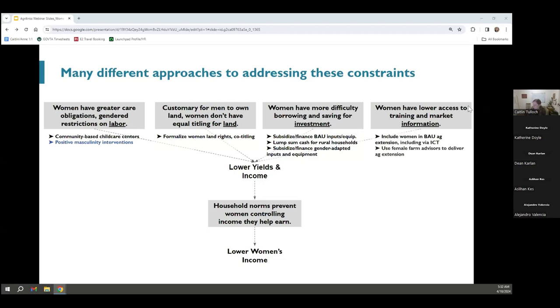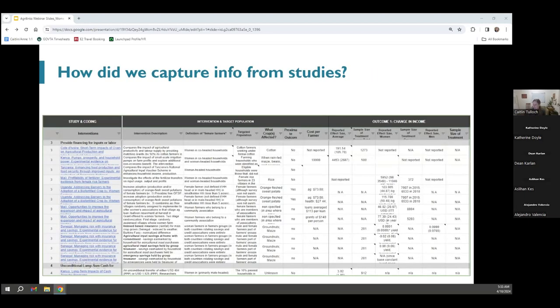And also a number of interventions that are seeking to fill information gaps or connect women to networks. So this would be including women in ag extension, often including through ICT, or using female farm advisors to deliver ag extension. And then lastly, I might not have thought of this as an ag intervention, but there's a class of programs that are looking to directly push on women's power in intra-household decision-making, such that in addition to all of these other constraints, women's control of the income that they earn through cultivation is higher than it would have been otherwise. So this is the universe of interventions that we're going to be talking about. And as we mentioned earlier, the yardstick, the outcome that we're measuring against, is progress on women's agricultural income and control of income.